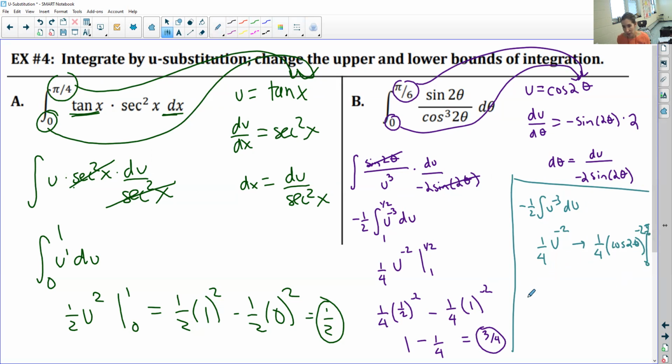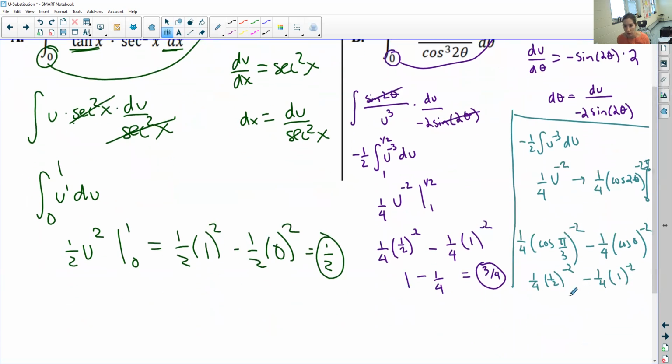So now I'm going to plug the pi over 6 in, so I get 1/4 the cosine of 2 times pi over 6, which is pi over 3, and that's all going to be to the negative 2 power, minus 1/4 the cosine of 2 times 0, all to the negative 2 power. So now you have to think, all right, what's cosine of pi over 3? And you should know that that's 1/2. So then I get 1/4 times 1/2 to the negative 2 minus 1/4, and then cosine of 0 is 1 to the negative 2. And then from there you can evaluate it. You can see that it's the same as this example there.